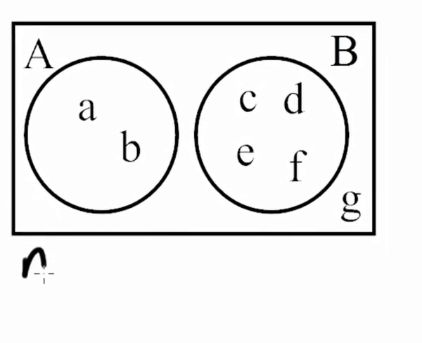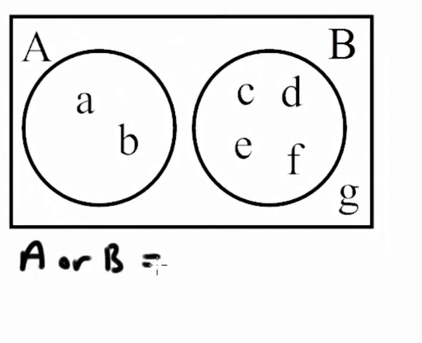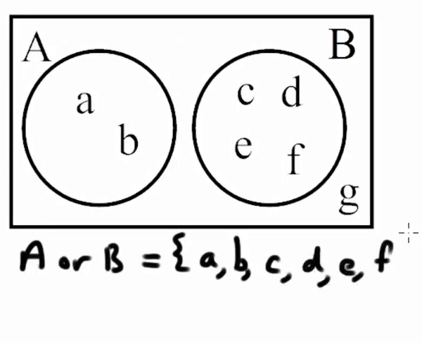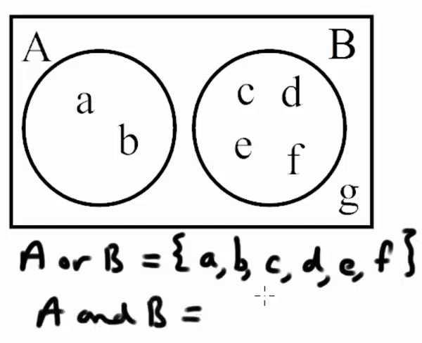Okay, so what is the union? Very important. The union would be A, B, C, D, E, and F. That's everybody inside the circles. G is on the outside. What is the intersection here? A and B. Well, there's no one there in the intersection.